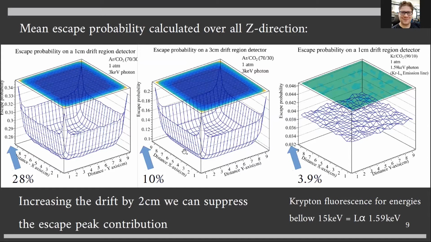So this is for 1 centimeter and this is for 3 centimeters. And you can see that by increasing this active volume, we can decrease a lot the escape peak height. And also we have another simulation where we use krypton, which is a good candidate too, because it's not going to produce energetic fluorescence photons. So the fluorescence for krypton until 15 keV is just 1.6 keV. So this photon here is much more likely to be trapped inside the detector.